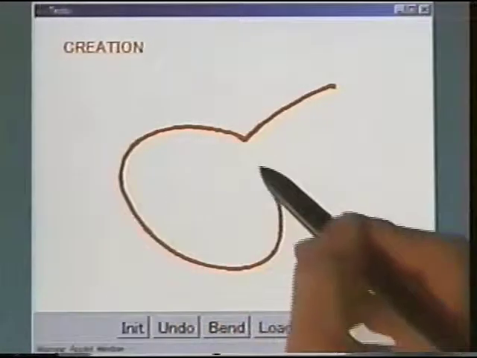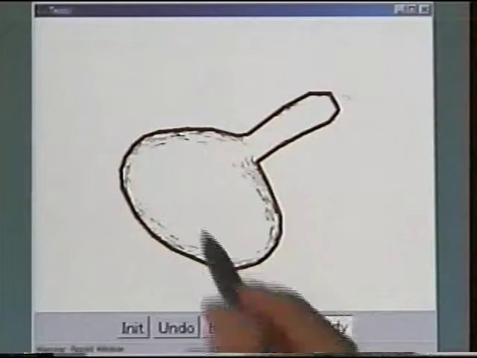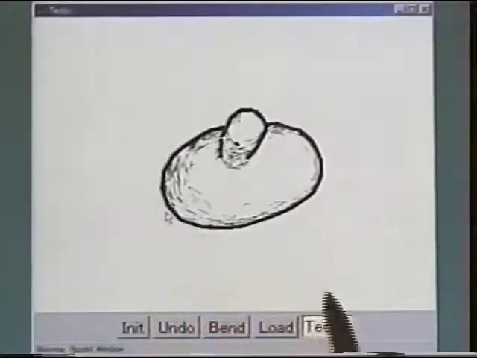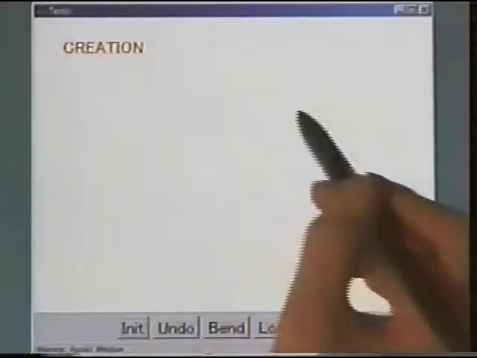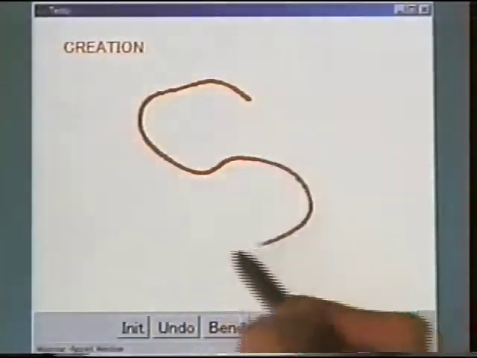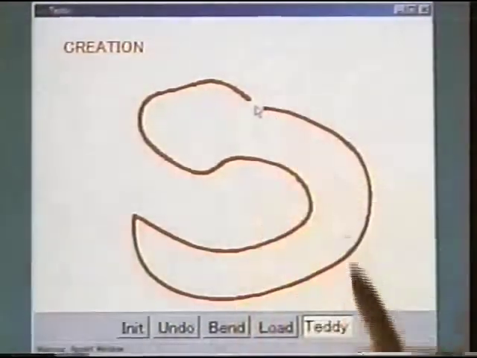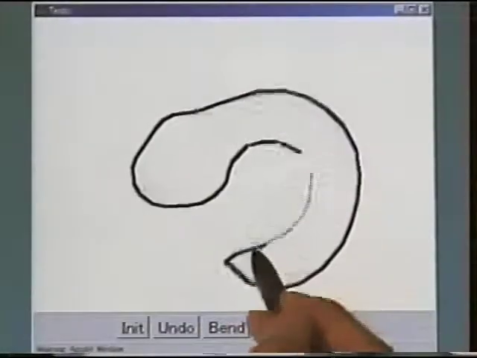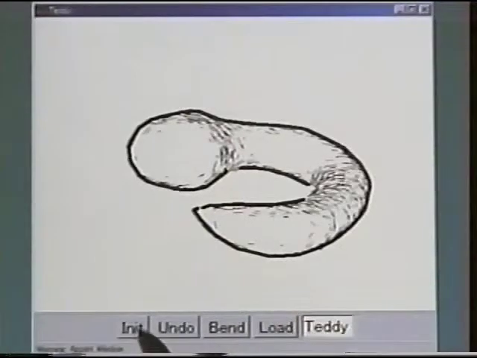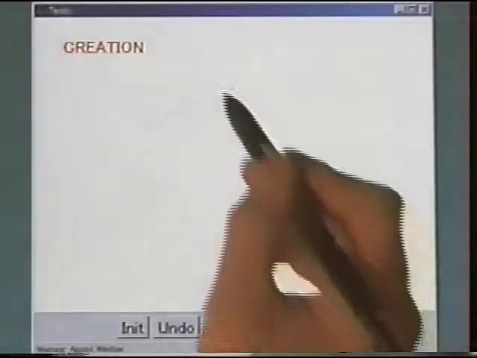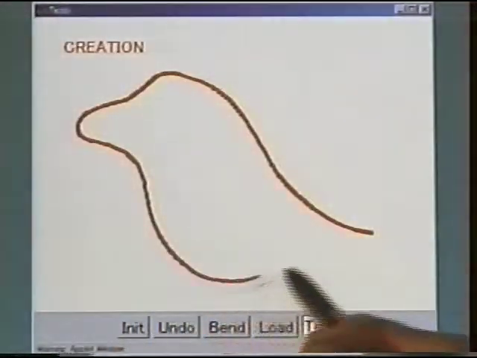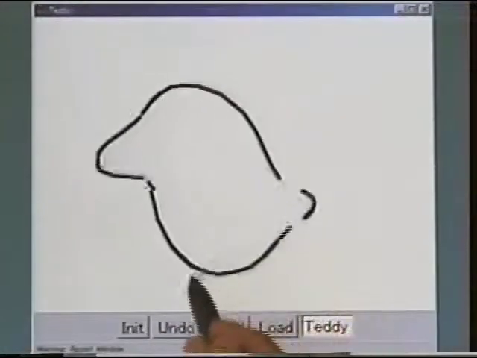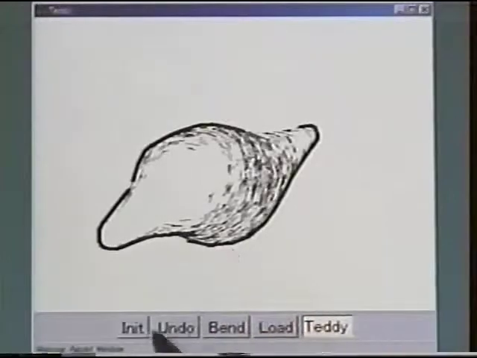When you draw a closed stroke on the blank canvas, the system constructs a 3D model by inflating the closed region. The algorithm is designed for the construction of round models, and it creates various naturally looking shapes. This is a snake. Our algorithm makes wide area flat and narrow area thin. This is a dinosaur.